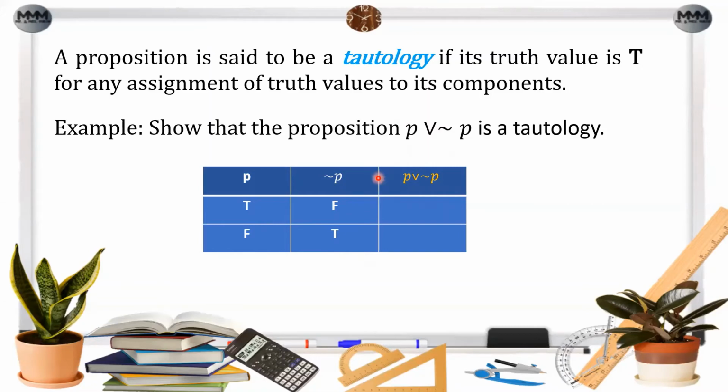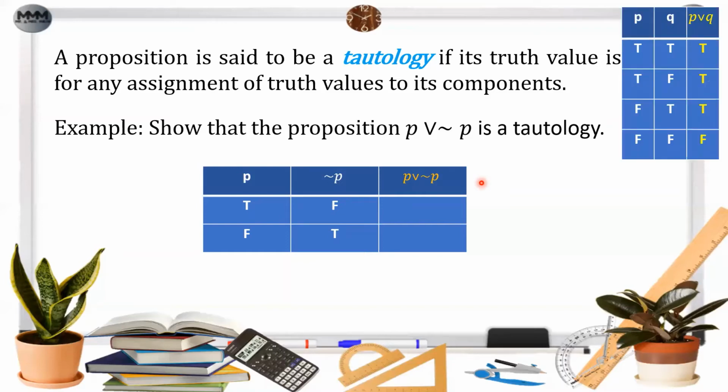So we can say that this compound proposition P or not P is a tautology when all the entries here are T, are true. So we will recall our discussion a while ago. We have here TF. So for TF, P or Q. Q here stands for not P. Okay, so we have TF, so T. Next, we have FT. FT here is T.